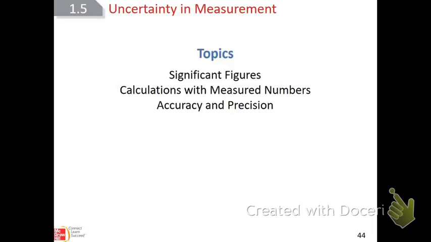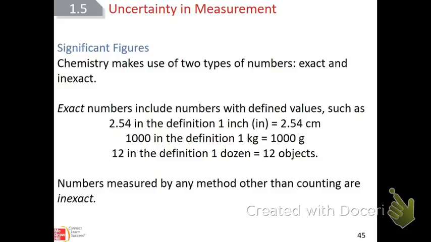This section is going to be on significant figures, or sig figs, calculations with those sig figs or measured numbers, and then accuracy and precision. So you need to understand what a significant figure is. A significant figure is a number that you have gotten by measuring, because you have measured something in the lab. Maybe you've measured with a ruler, or a graduated cylinder, or a balance. It is a measured number, and there are two different kinds of numbers that we can get.